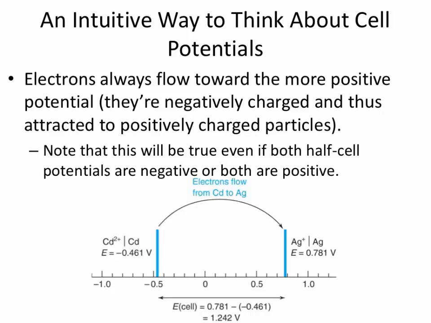Now remember that electrons always flow toward the more positive potential because the electrons are negatively charged, and thus they're attracted to our positively charged particles. And note that this is going to be true even if both half cell potentials are negative or if both of them are positive. The electrons will always be flowing in this direction.